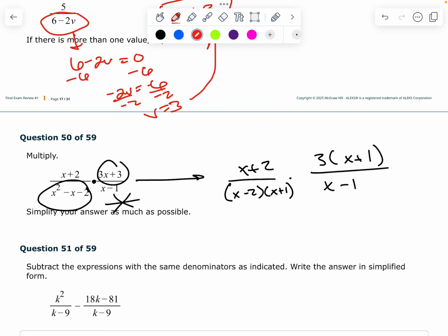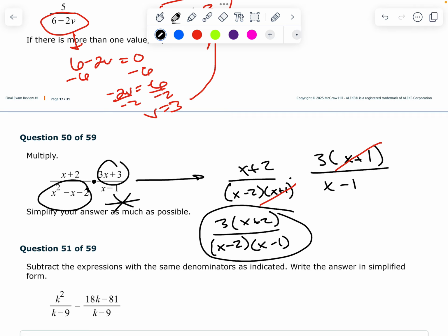Once you get it all factored out, you're going to get rid of all the things that match up. They have to match up perfectly. And then what's left on top is left on top. So 3, x plus 2. What's left on bottom is left on bottom. x minus 2, x minus 1. That is our answer. It did not simplify down a whole lot, did it? But that is our answer.